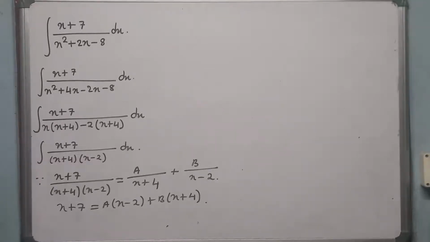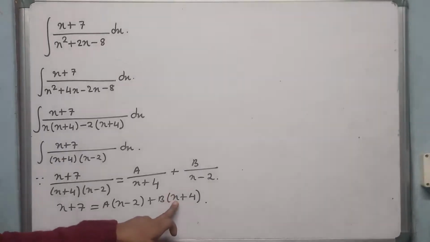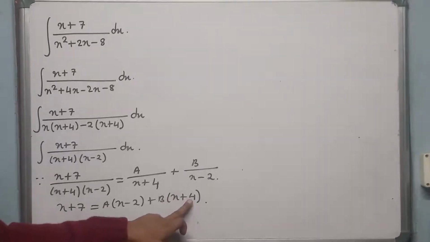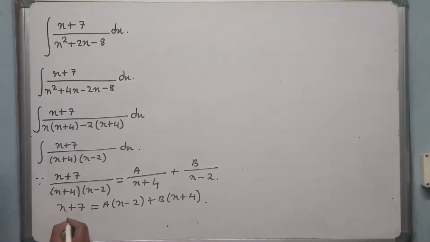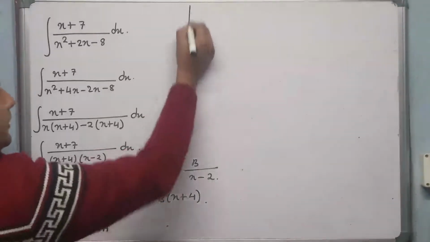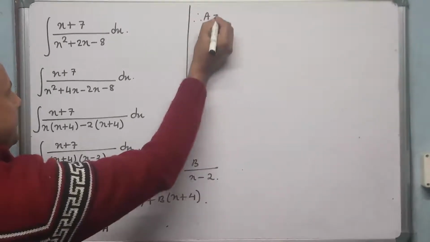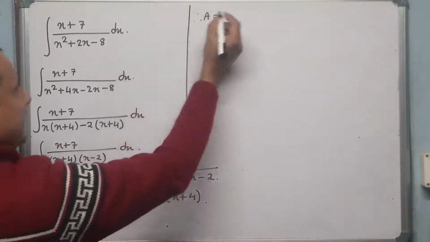Now then, next what we are going to do is we will calculate the value of a and b. To calculate the value of a, you have to make the b quantity 0. So if I consider x equals to minus 4, x plus 4 is 0. So to calculate the value of a, I'll consider x equals to minus 4. If I consider x equals to minus 4, minus 4 plus 7, 3 equals to minus 4 minus 2 is minus 6. It will be minus 6a. These two quantities get cancelled. 3 2s are 6.